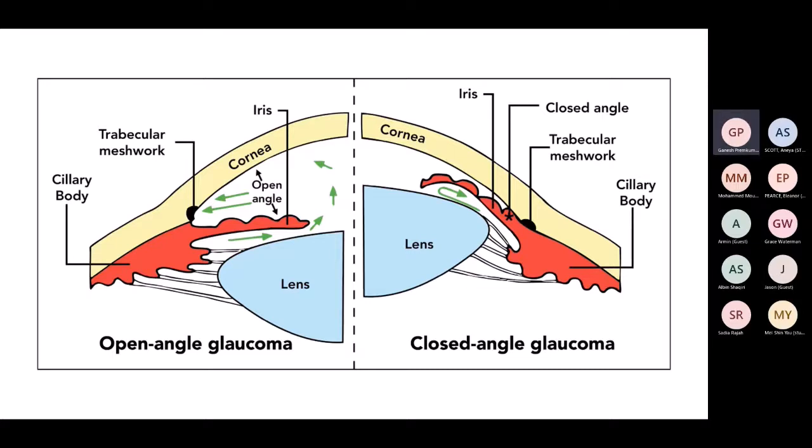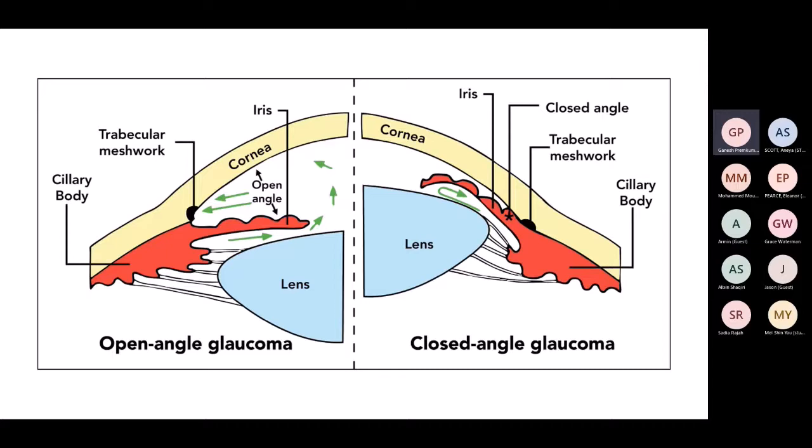Now, open angle glaucoma is usually something that happens over time. It's a chronic condition. It tends to be that either the ciliary body is producing too much aqueous fluid, or the trabecular meshwork isn't draining it as quickly as it should for whatever reason. Again, this can be managed with medication. It's not usually a medical emergency.